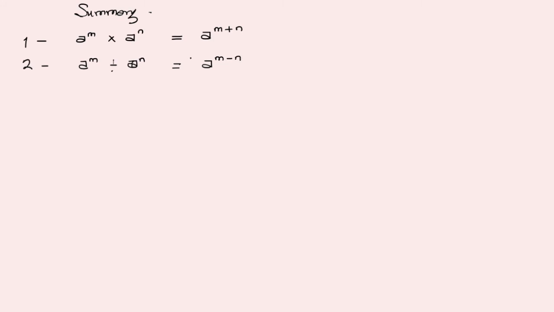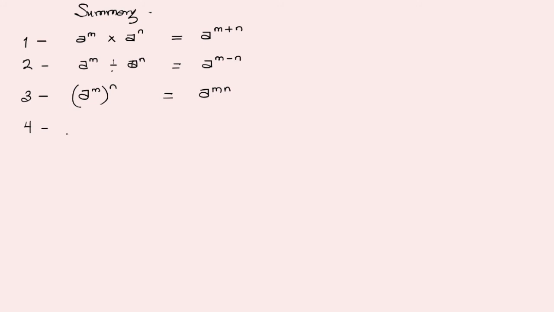So if we do a quick summary of all the laws here, the first one says that if we have A raised to power M multiplied by A raised to power N, that equals A raised to power M plus N. The second law says if we have A raised to power M divided by A raised to power N, that equals A raised to power M minus N. The third law says if we have A raised to power M all raised to power N, then we have A raised to power MN.